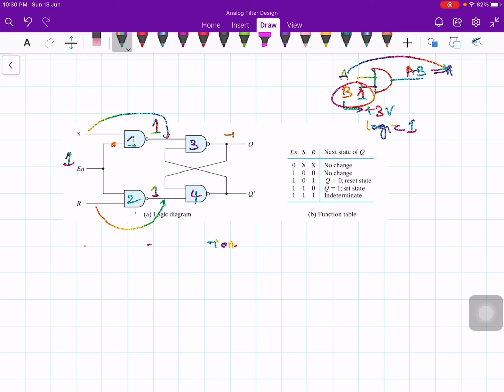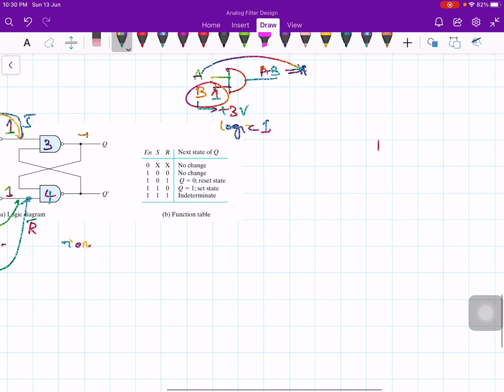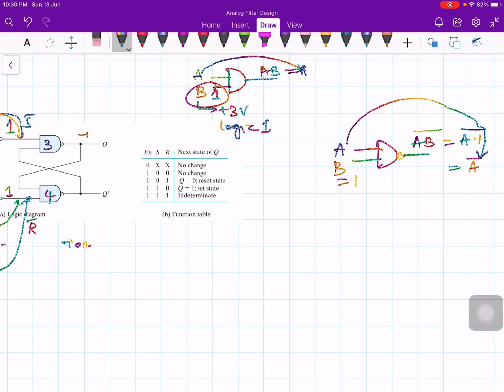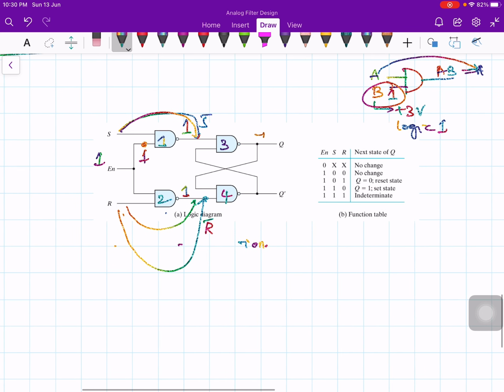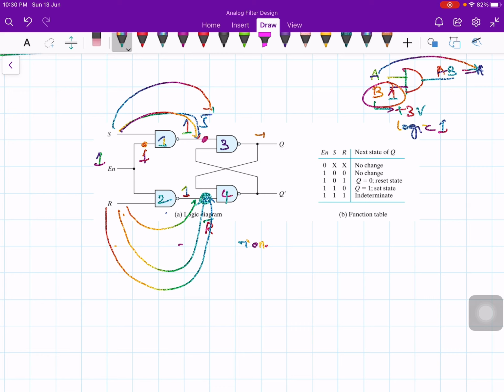So here if you look, this point is 1, then this S is transferred here as S bar, and this R is transferred to this point as R bar, because this is a NAND gate, right? So you have a NAND gate, 2 inputs, let's say A and B, and this point is AB bar. If B is 1, then this is A dot 1 whole bar. So A dot 1 is A, then A bar. So this A becomes A bar. By the same token, this S becomes S bar in this point, and this R becomes R bar in this point.